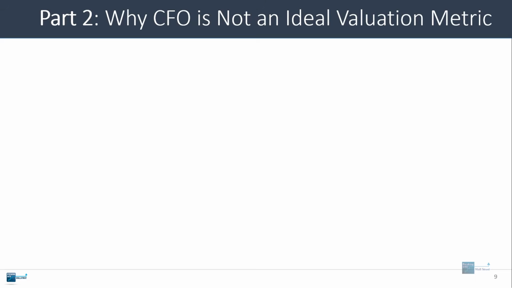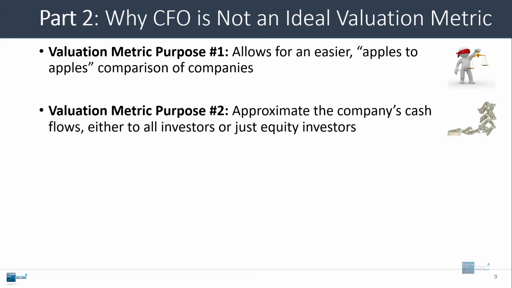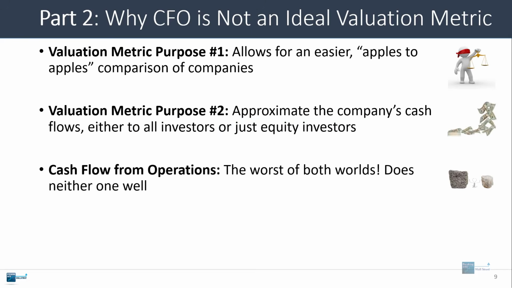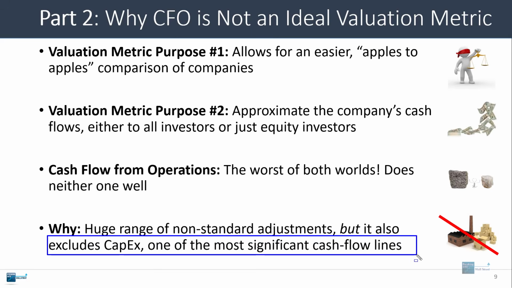I want to discuss why CFO is not an ideal valuation metric now. Usually with the valuation metrics and multiples, you want to use them to either allow for an easier comparison of companies or to approximate a company's cash flows more easily, either to all the investors or to just the equity investors. So unlevered free cash flow is for all the investors, levered free cash flow is for just the equity investors. The problem is that cash flow from operations does neither one well. It's really the worst of both worlds because it includes a huge range of non-standard adjustments, as you just saw, but it also excludes CapEx, which is one of the most significant cash flow line items that pretty much every single company in the world will have.